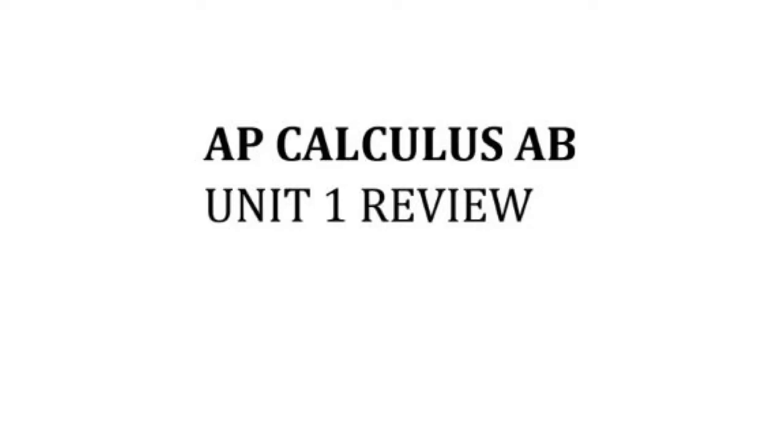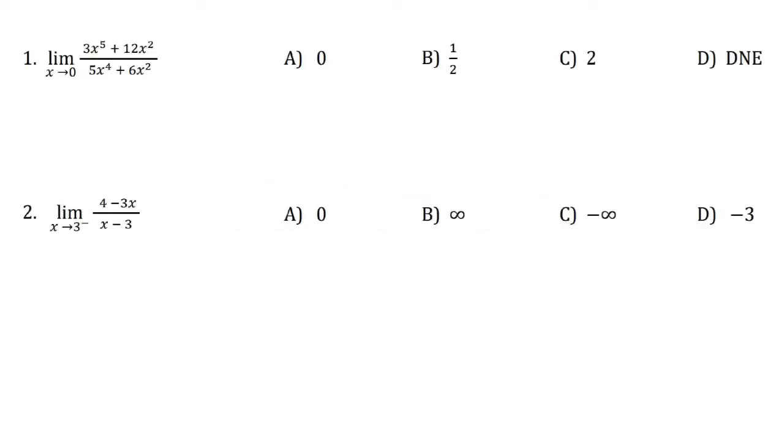All right, Unit 1 review. So for the first one, we're looking at our limit as x approaches 0. And as always, we always try to plug in first. When we plug in, we will get 0 over 0, which means we are going to have to do some kind of algebra magic, is what we called it. And so we need to do some kind of factoring here if possible.